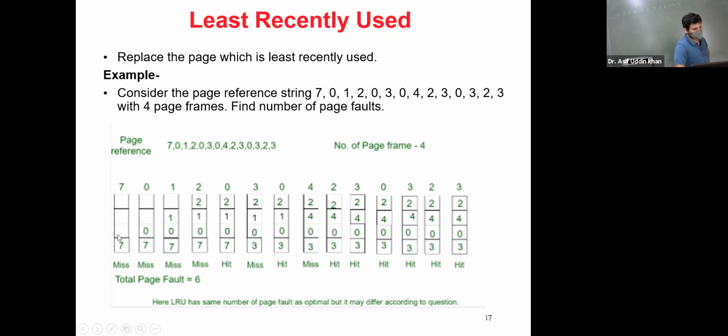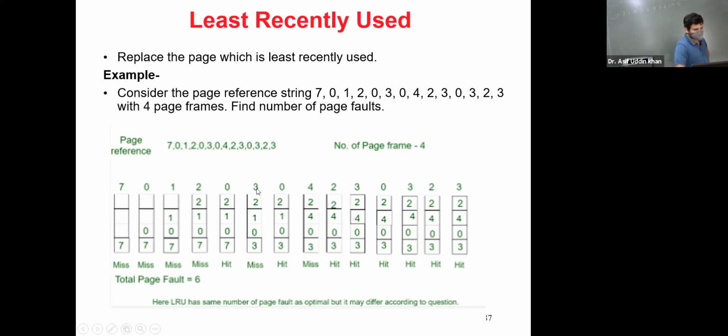Then again 0 is required, 0 is not there, so miss. So load here. Then 1 is required, 1 is also not there, miss. So load here. Then 2 is required, 2 is also not there, so bring 2 and load here. Here we could load because the frames were blank. Now the next page required is page number 0. Check whether 0 is present or not. Yes, 0 is present, so no problem, hit occurs, the processor can take it from here.